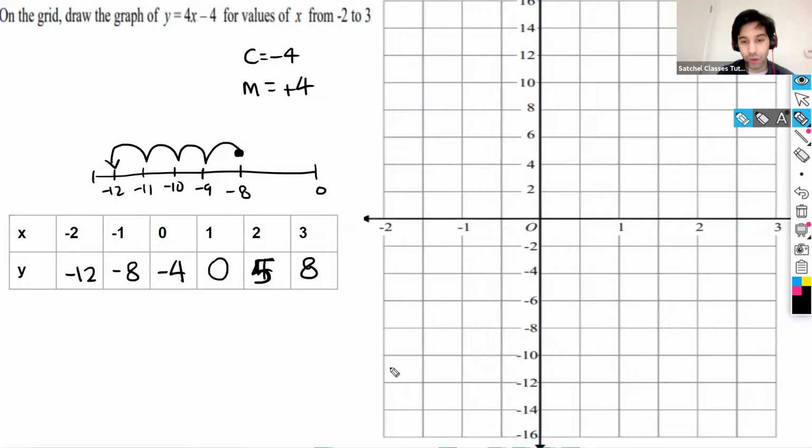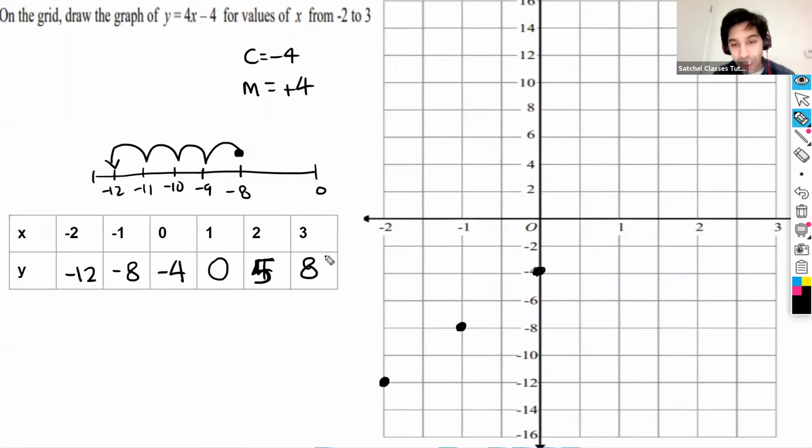So -2, -12 is over here. Then we have -1, -8, which is over here. Then we have 0, -4, which is going to be here. And now notice we said this value of y-intercept is going to be -4, and the point at which our equation or our line is going to intersect the y-axis is going to be at -4. So this is definitely correct.